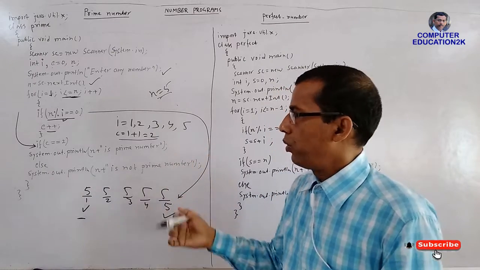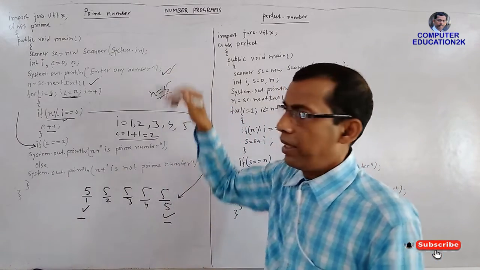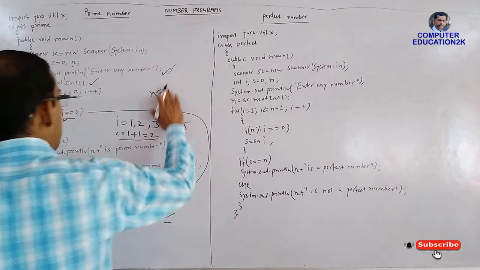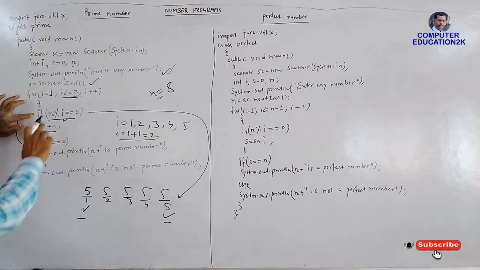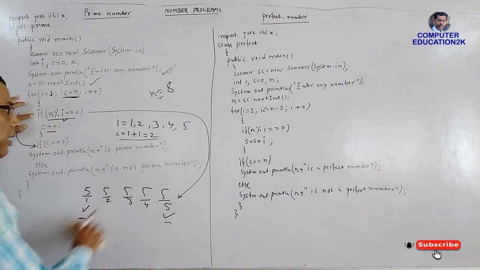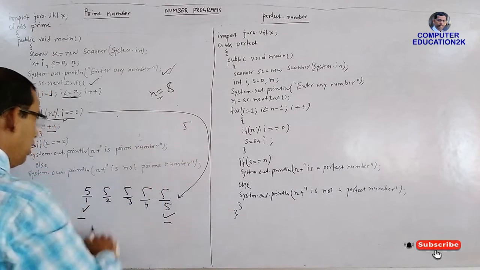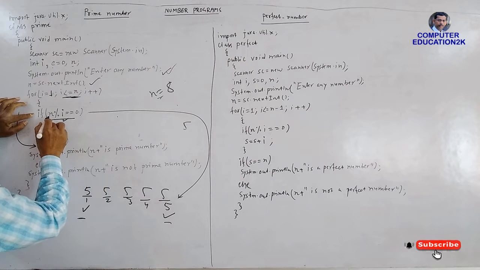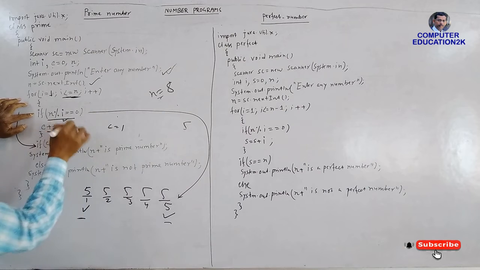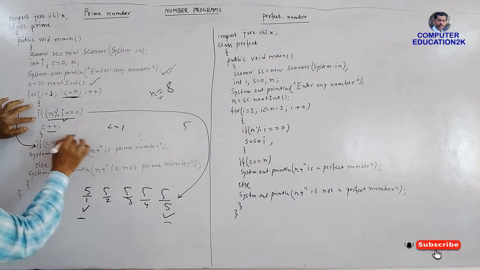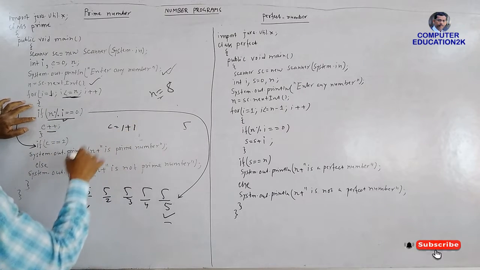Suppose the computer asks you to enter a number, and you enter 8. In case of 8, 8 by 1 is divisible, so C will become 1. Then 8 by 2, I becomes 2. Is it divisible? Yes, C will become 1 more.